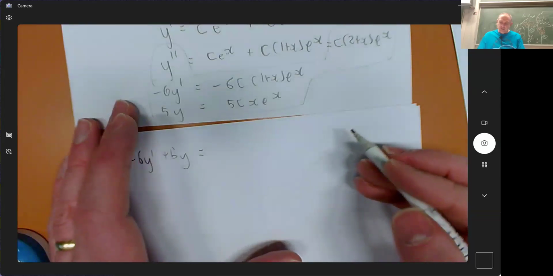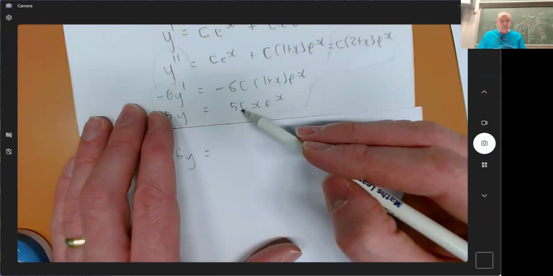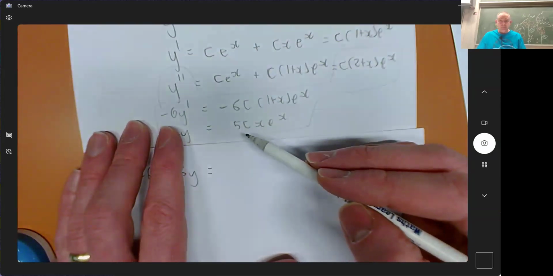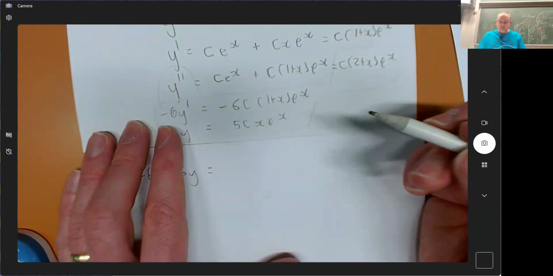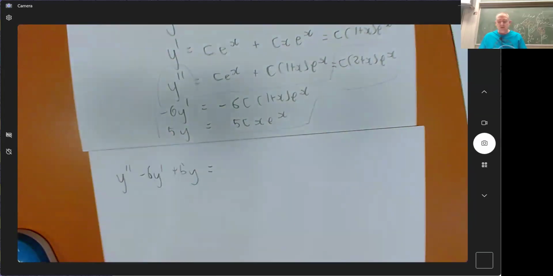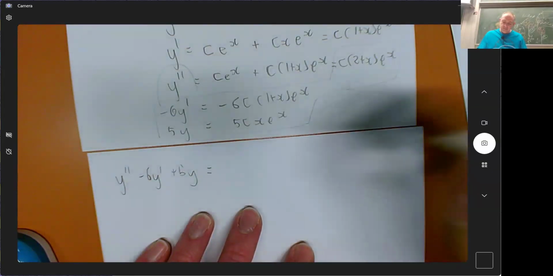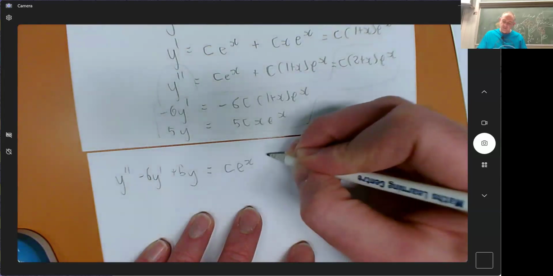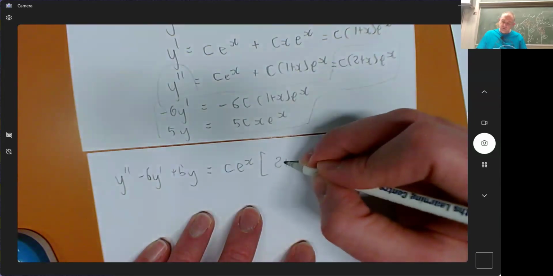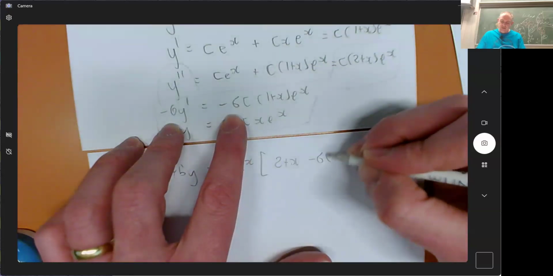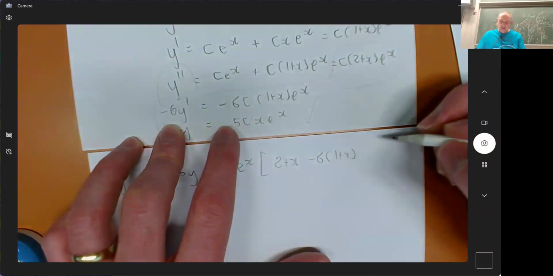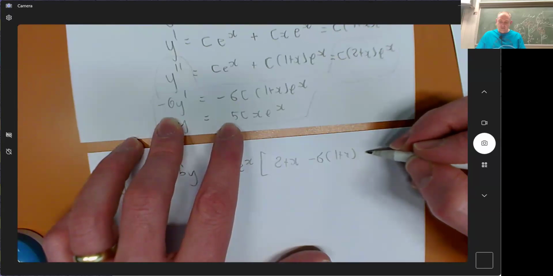Our total has come out to, they've all got a c, right? No, that's bad. I should have kept it expanded out, shouldn't I? Instead of factorized it. Because that's not pretty. But there is a c e to the x in all of them. And then I have a 2 plus x and a minus 6, 1 plus x, and a 5x.